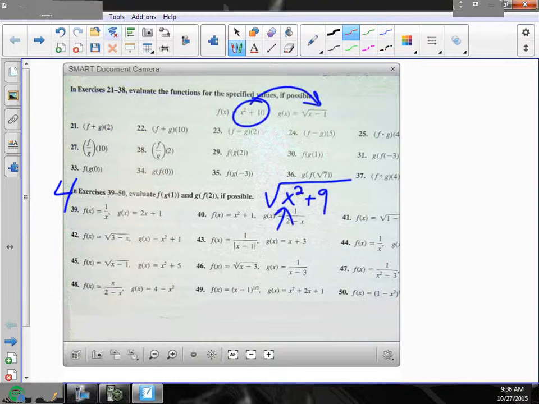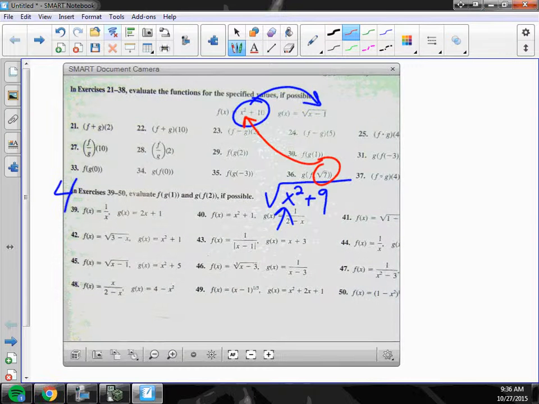Or I take that root 7 and I stick it in here. What is the square of root 7? 7 plus 10 would be 17, and 17 minus 1 would be 16, and the square root of 16 is 4. So it doesn't matter how you do them. You're going to get the same answer both ways.